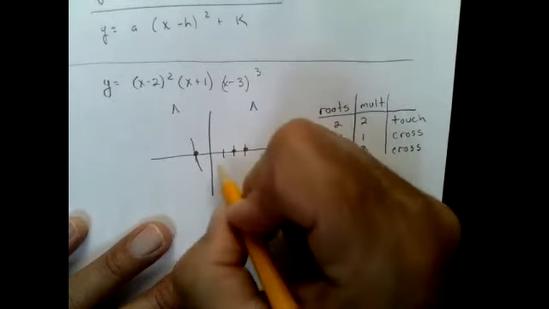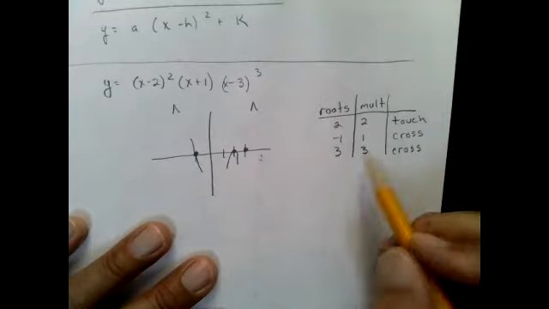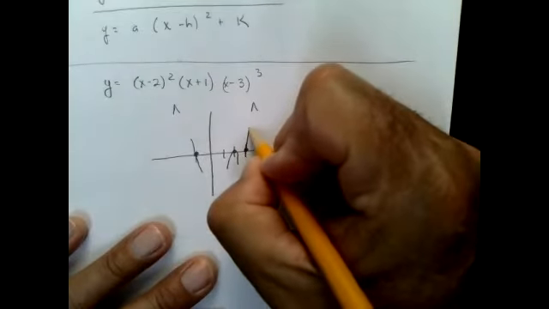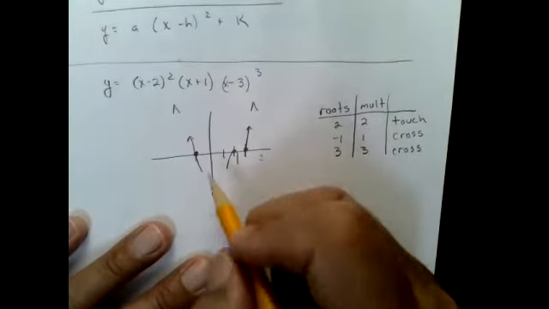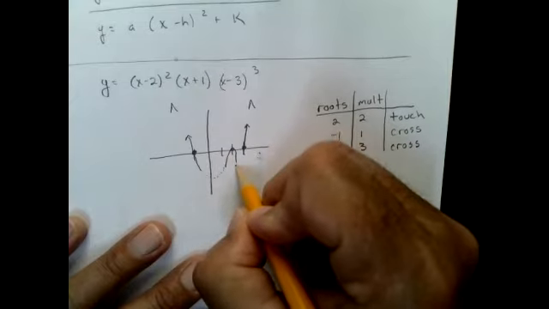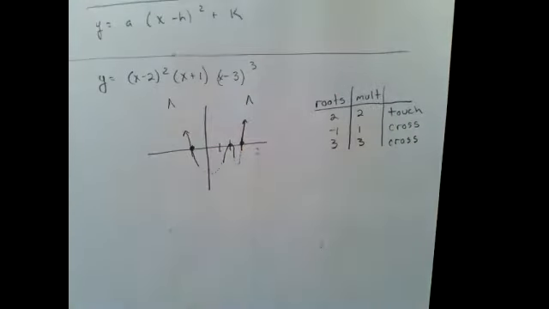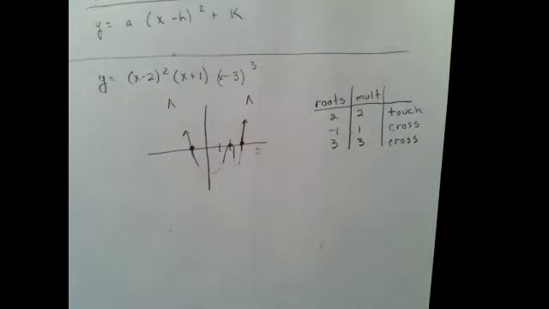At +2, I touch. So I'm going to have something going like that. And at +3, I cross. Good. That makes my end behavior make sense. So my graph is going to do something along the lines of come down, hit up there, come back down, turn again, and go up. Because I was able to factor and I know all the roots.